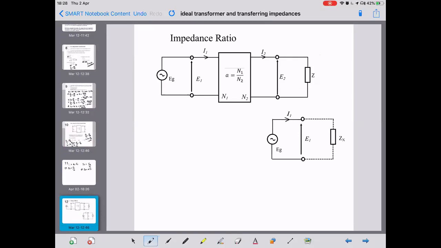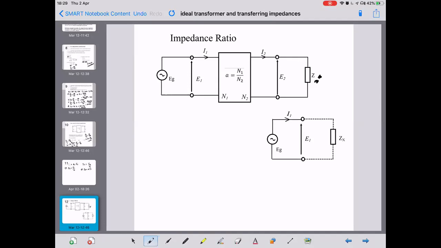So, impedance ratio. What we're going to do here is look at how the generator, when an impedance is connected to the secondary, Z, this impedance here, what impedance does the generator see? What does the generator think it's got connected to it, which will be different to its actual value?